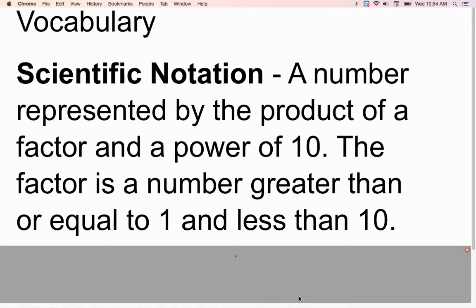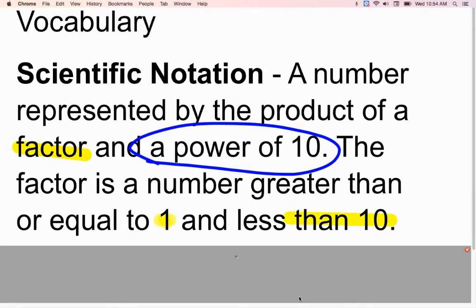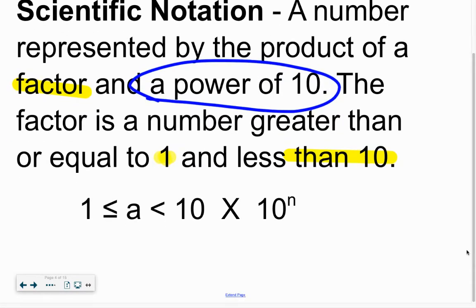When we talk about scientific notation, it is a number represented by the product of a factor and a power of 10. Now, that factor is a number greater than or equal to 1, but less than 10. So it can be 1, but it cannot be 10. Algebraically speaking, it's right here. Here's that factor. There's going to be some number in the front. It could be 1 or anything that is less than 10. And then we're going to have times 10 to some power. Every scientific notation is going to look like that.